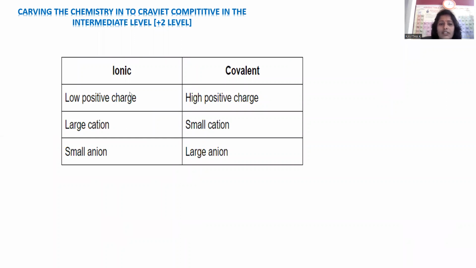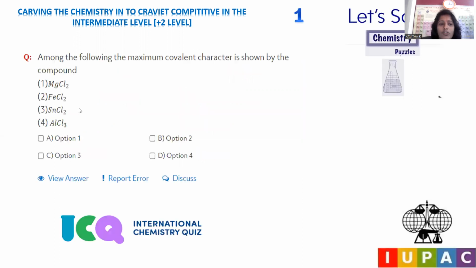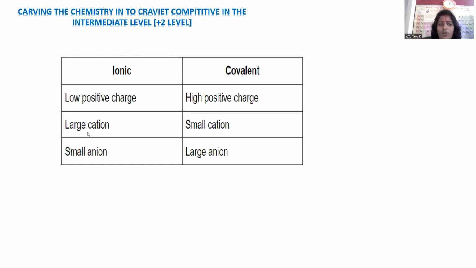rules and regulations. Here the ionic nature is given by low positive charge. If the compound is covalent, high positive charge is required. In this regard, if you compare all the compounds, magnesium chloride has magnesium +2 and Cl-, iron +2 will be there, tin also +2, whereas aluminum has a +3 oxidation state. If you go with the second one, large cation and small cation: a large cation will accord ionic nature, a smaller cation will accord covalent nature.